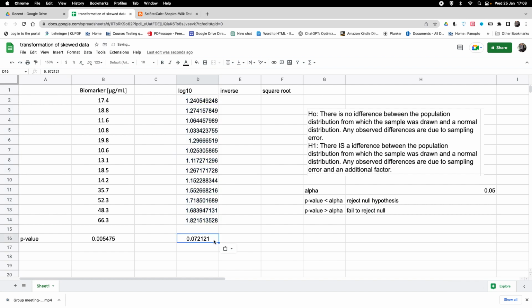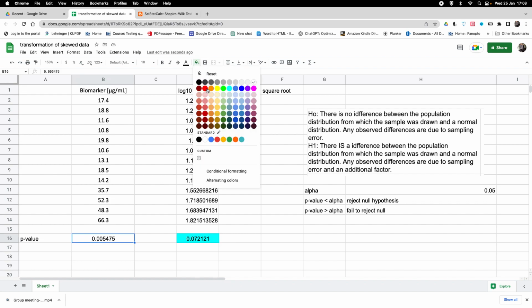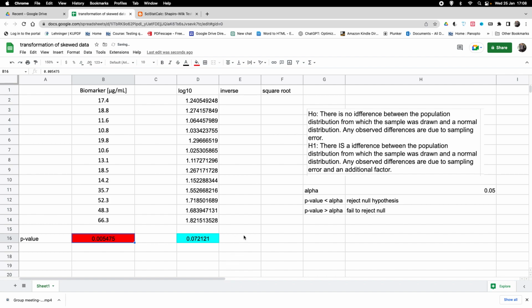So here we've got a p-value, and we see this p-value for the log data is 0.07. Now this p-value here is larger than our alpha, larger than 0.05. So this distribution of the log transformed data would actually meet the criteria for a normal distribution. So here, these data, we would say yes, they are okay, whereas these data here, we said they indicated that they are not from a normally distributed population. So this value is okay.